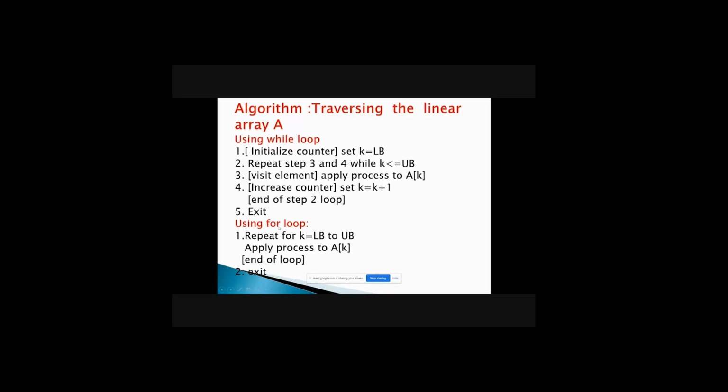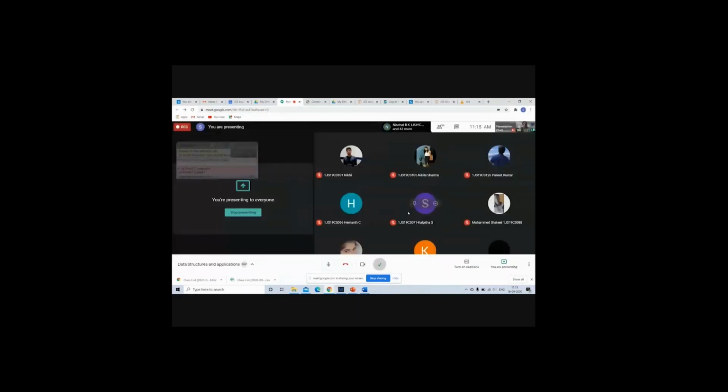So how to implement that? Repeat for k equals lb to ub. Apply the process to a of k. This process keeps repeating as long as k is within the upper bound. Once the k value is above the upper bound, you come out of the loop and out of the algorithm. So that says that you are visiting each element of the array. Visiting each element of an array is called traversing. Now, how exactly it is done, we will see with an example, and we will see how coding can be done.